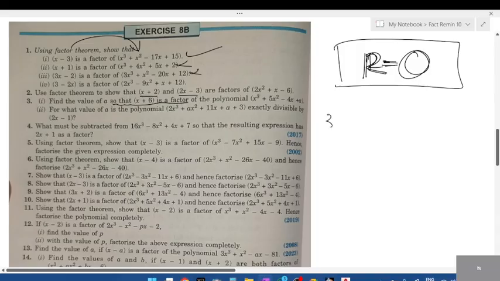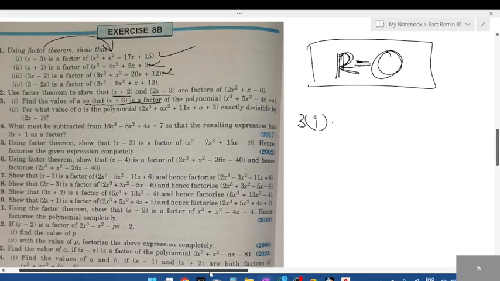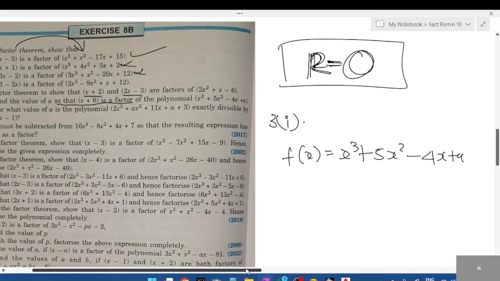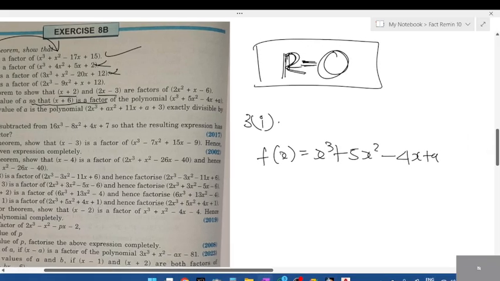Now, the third question, the first one. Here they didn't ask us to prove; they have given the statement that x plus 6 is a factor. So let f of x equal x cubed plus 5x squared minus 4x plus a. And they have told us that the remainder is definitely 0, students. The divisor is x plus 6, so x equals minus 6. Substitute minus 6 here.